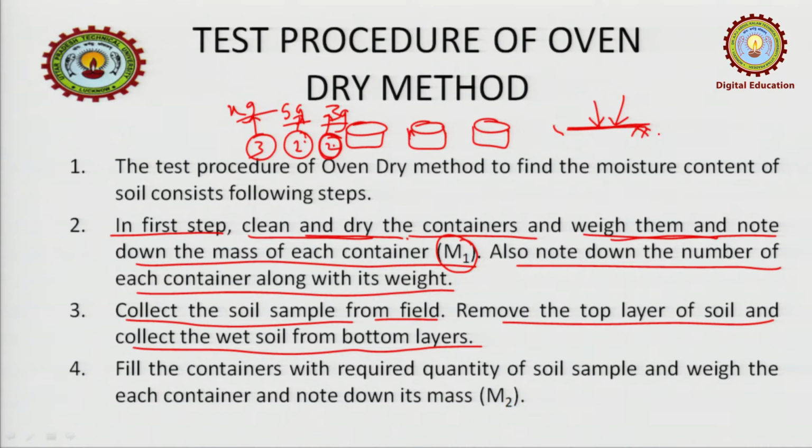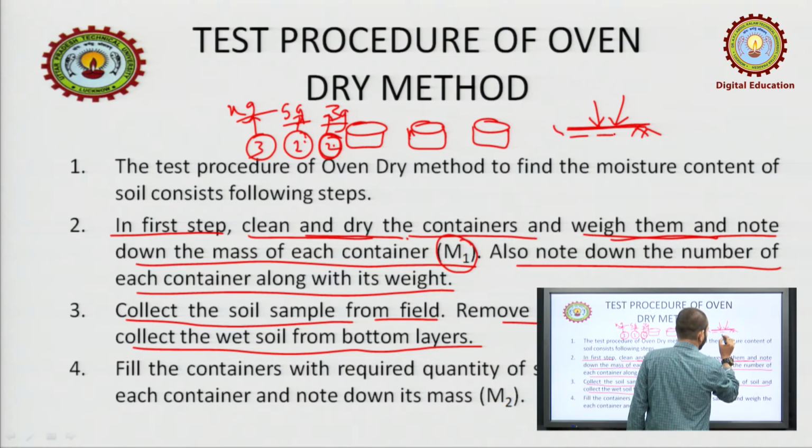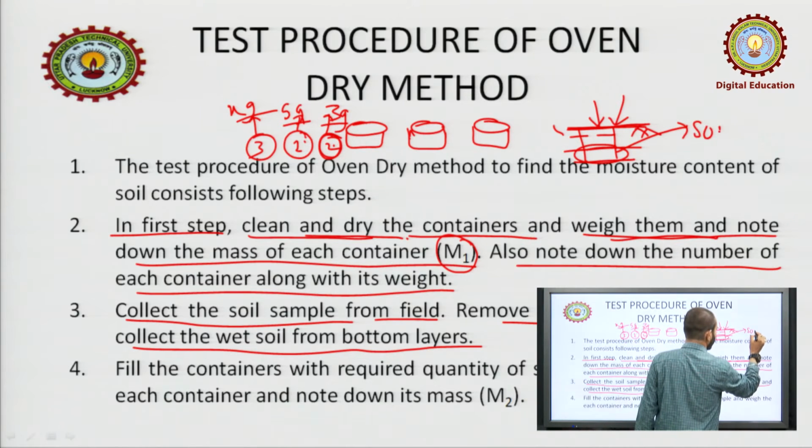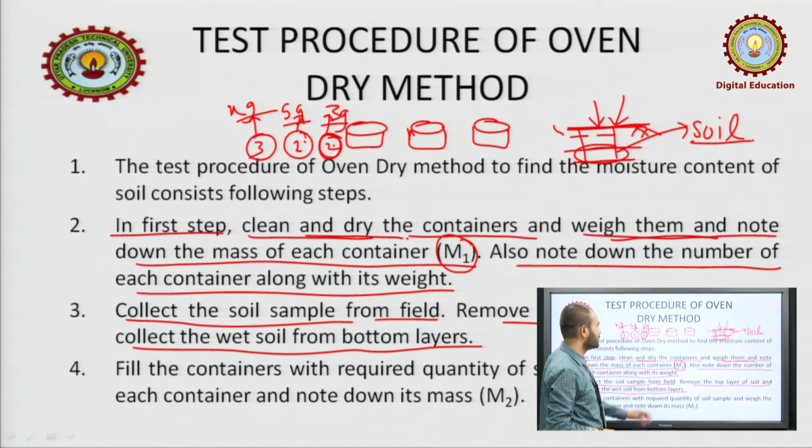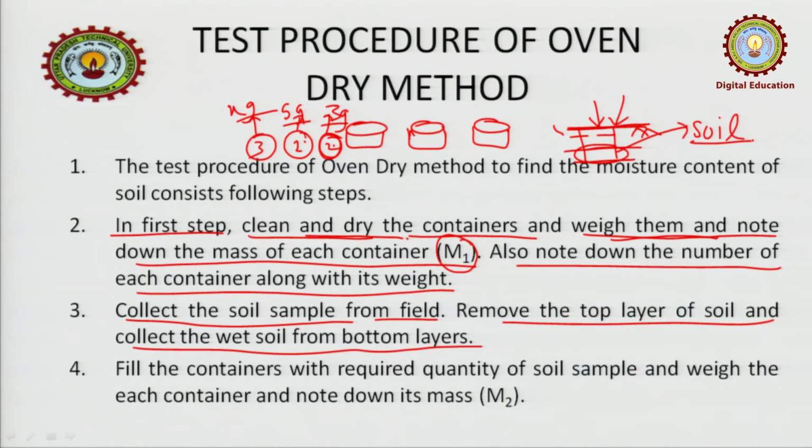Okay, this is the top layer of the soil. We go down and somewhere here, from this part, we take out the soil for the experiment. Okay, we take the soil from this part for the experiment. Now what do we do? We first of all have collected it from the bottom.